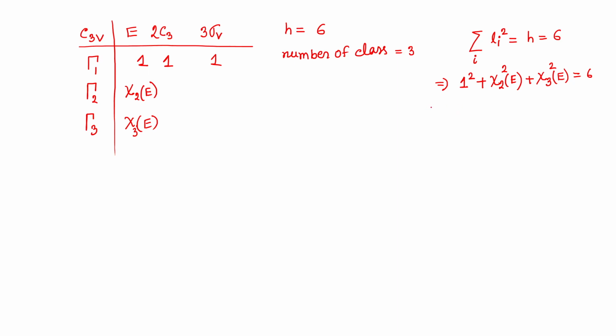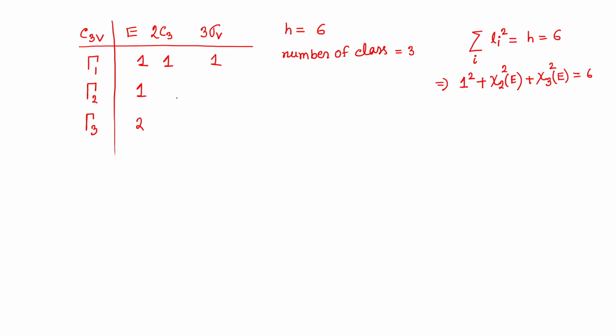As you can see from here, the only possibilities are 1 and 2, right? And dimension can never be negative. That's why it could be either 1 or 2. So I will write the values. 1 squared plus 1 squared plus 2 squared is going to give you 6, right? So as you can see, there are two 1D irreducible representations and one two-dimensional irreducible representation in the C3v point group.